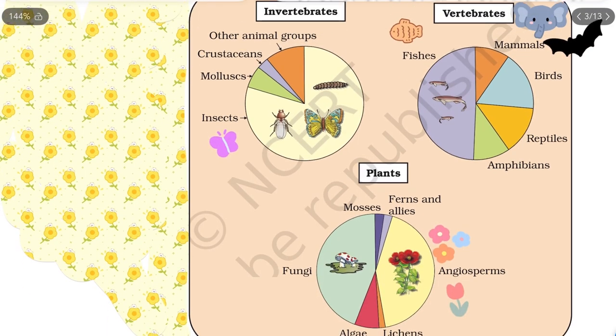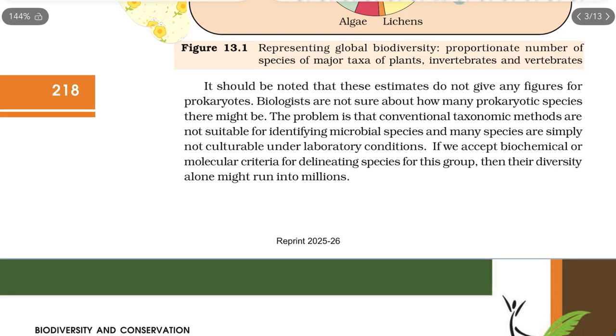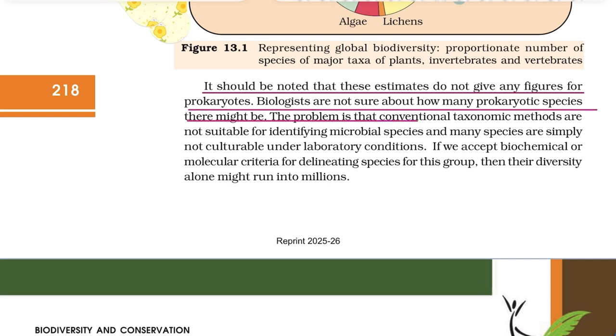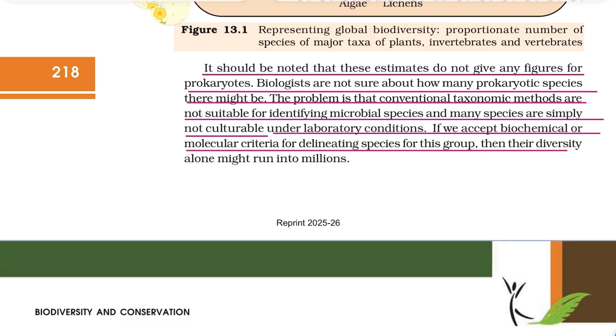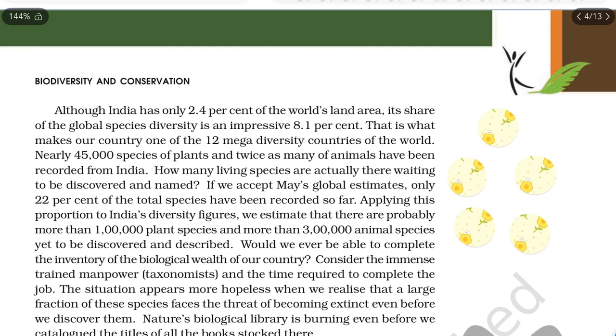All the figures with all the data are collected here. It should be noted that these estimates do not give any figures for prokaryotes. Biologists are not sure about how many prokaryotic species there might be. The problem is that conventional taxonomic methods are not suitable for identifying microbial species, and many species are simply not culturable under laboratory conditions. If we accept biochemical or molecular criteria for delineating species for this group, then their diversity alone might run into millions.